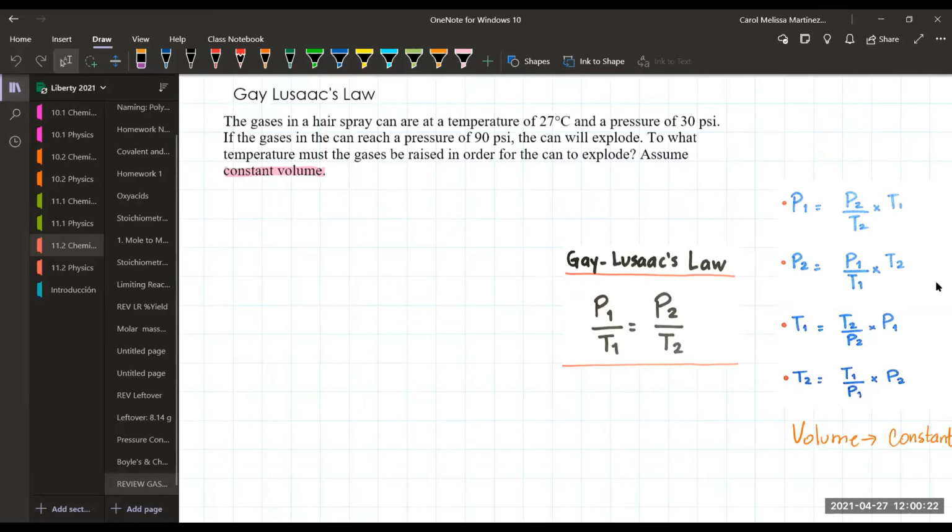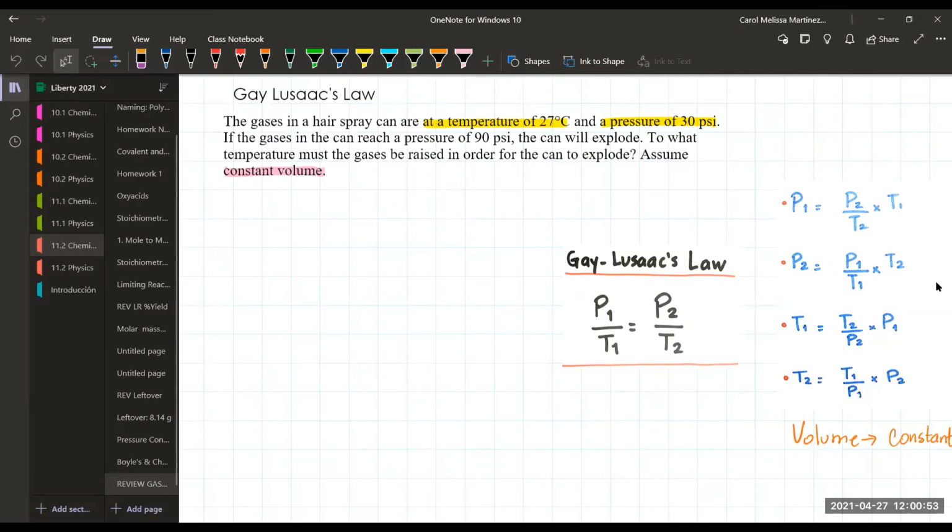it says, the gases in a hairspray can are at a temperature of 27 Celsius. That is the initial condition for the object. And a pressure of 30 psi, pounds per square inch. If the gases in the can reach a pressure of 90 psi, the can will explode. To what temperature must the gases be raised in order for the can to explode?